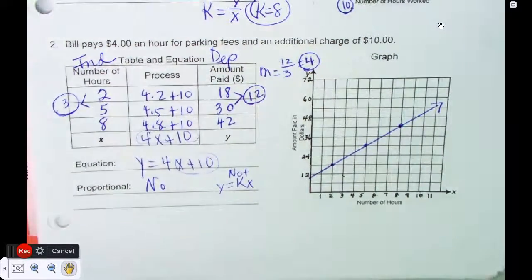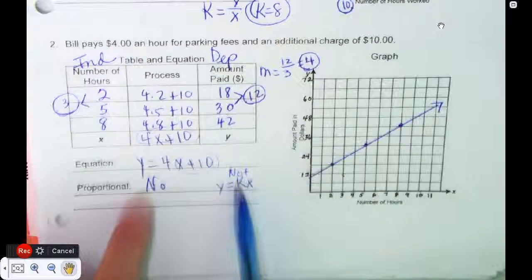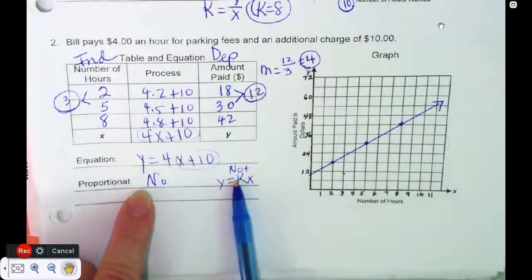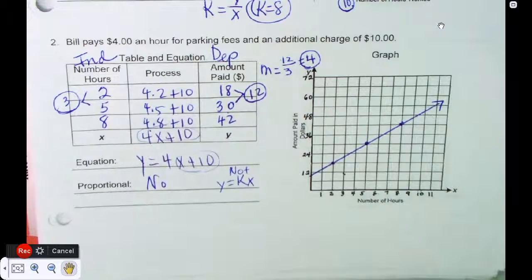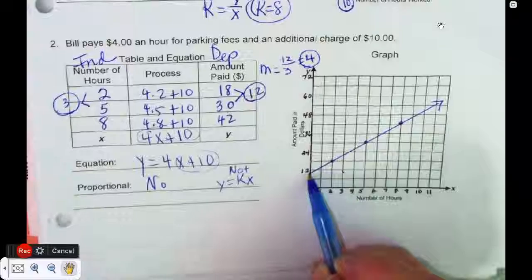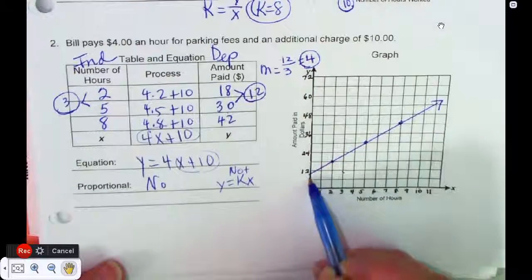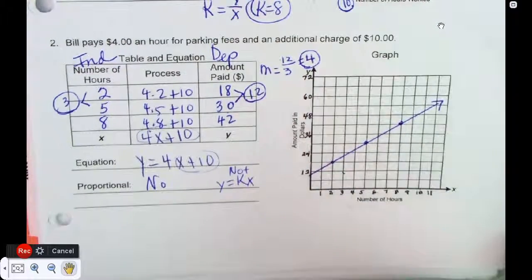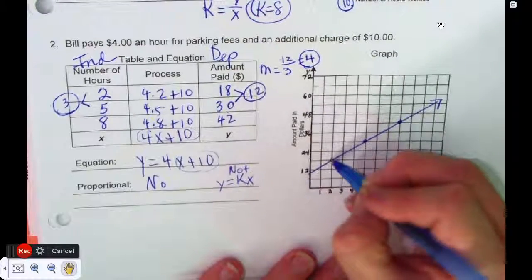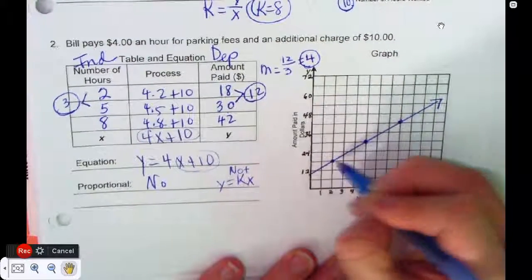Okay, one more thing. We did everything. We proved why it wasn't proportional. Oh, yeah, one more thing. The slope on the graph. Hey, does that look like about 10? Yes. Because that's 6 and that's 12, so that's about 10. I'm not going to use that point. I'm going to use this one and this one.